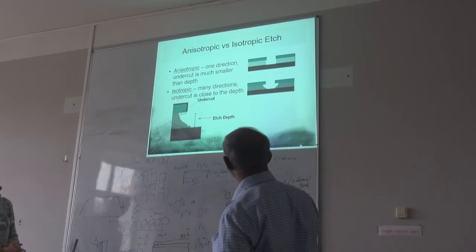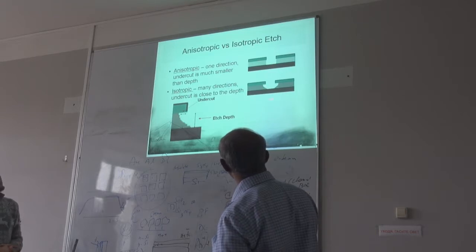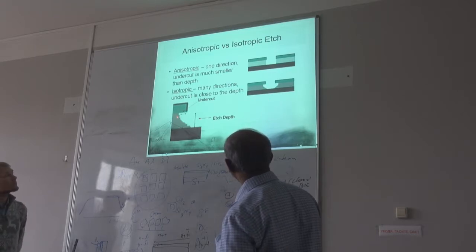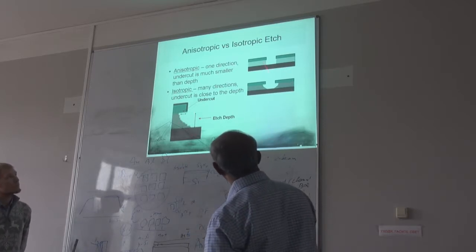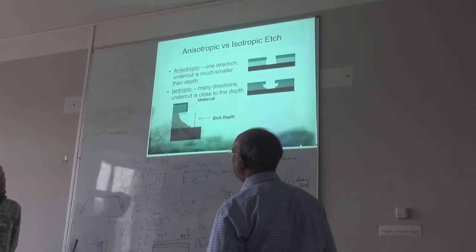Here's a nice example of anisotropic versus isotropic. You can see this is the undercut, this is the edge. So it's not like coming straight like that.